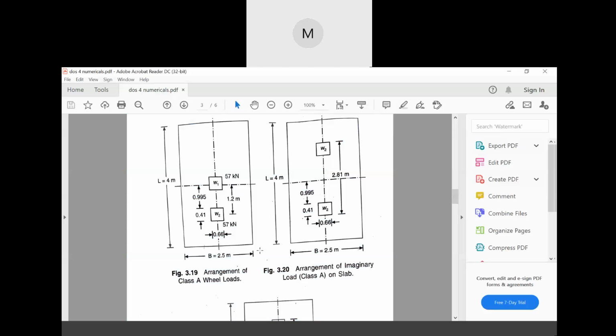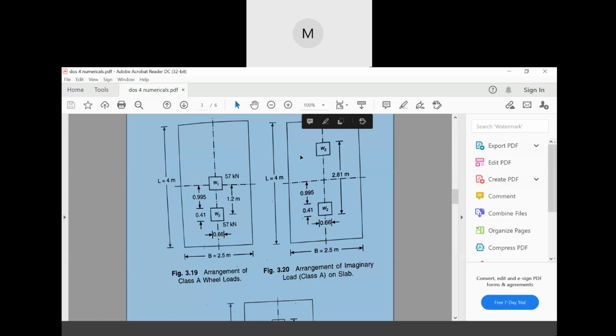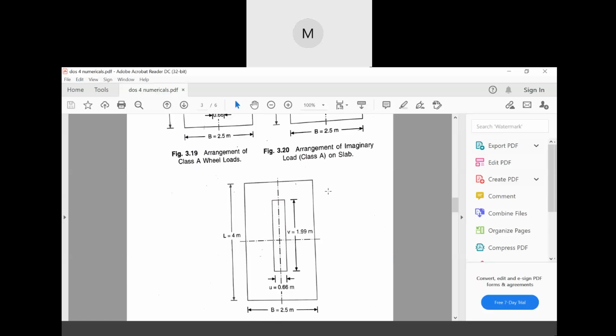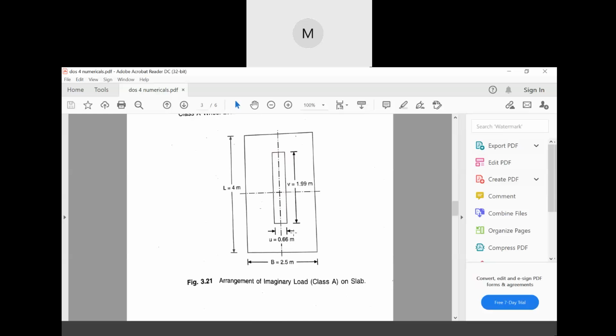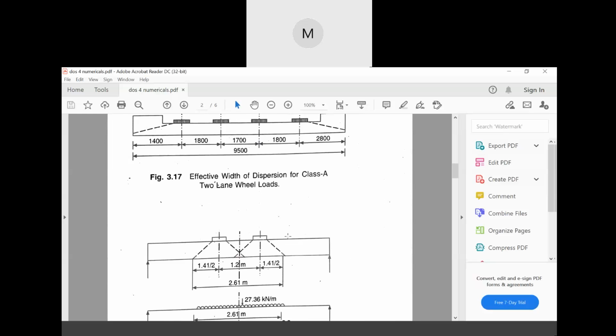Now, in this figure, first of all, if you see, the W1 load is symmetrical, that means it is in between. But this W2 load is unsymmetrical. Why unsymmetrical? Because it is in one part of the slab. For this, we will be considering an imaginary load W2 on the other side of the slab, and then eventually we will find out for the whole slab in this manner. Okay. Now, let us start doing the numerical.